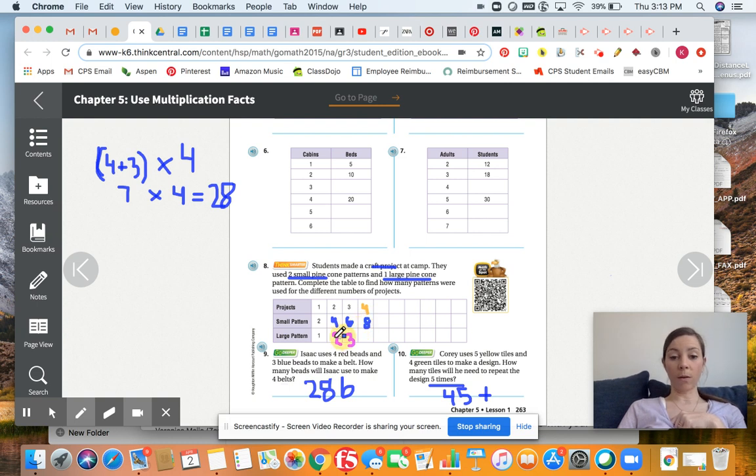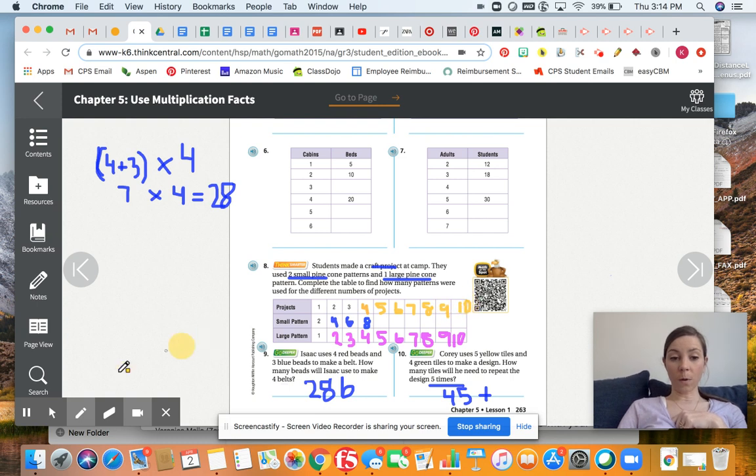What about a large pattern? Every time for a project, I need 1 large pine cone, so I'm adding 1. 1 plus 1 is 2. 2 plus 1 is 3. 3 plus 1 more is 4. So I could just go ahead and continue this pattern of adding ones. 5, 6, 7, 8, 9, 10. I should have probably done the projects first. So let's go ahead and put the number of projects. 5 projects, 6 projects, 7, 8, 9, 10.